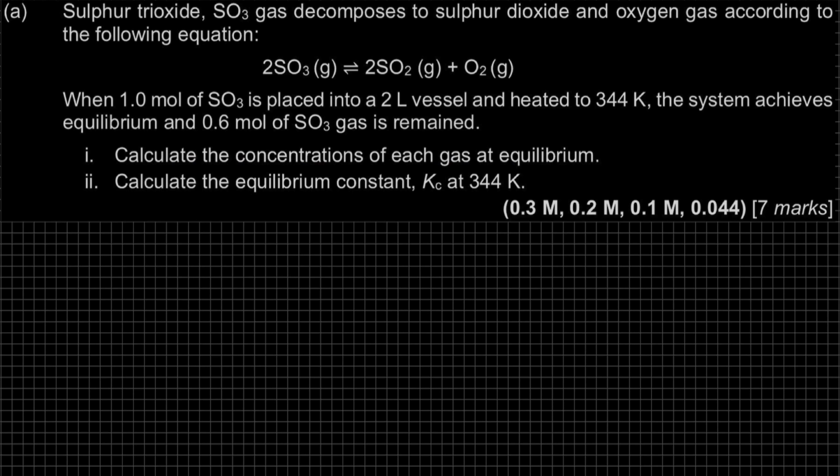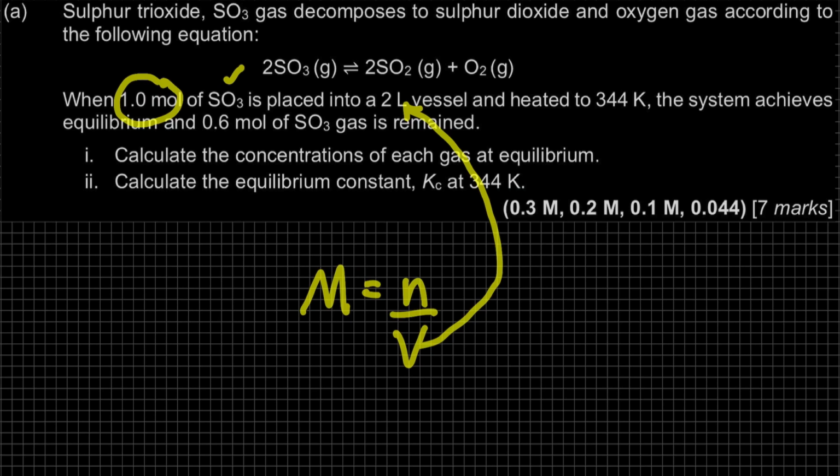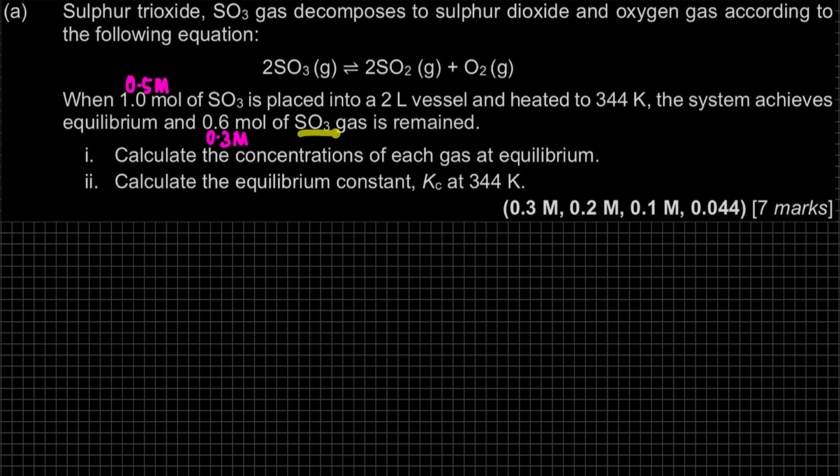Okay, so based on the information given, what we have is our mole. The question wants concentration. So first, I want to label the information given in terms of molarity. Molarity, the formula is number of moles divided by volume. The volume is already given in the question. So for this one, the moles, we divide by 2. The same goes here, 0.6, we divide by 2. So now we know that SO3 gas in equilibrium is 0.3 molar.